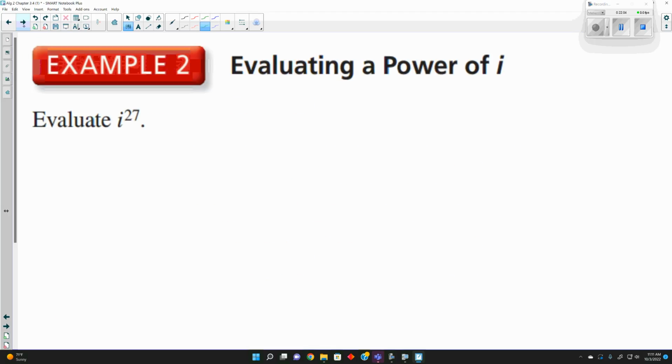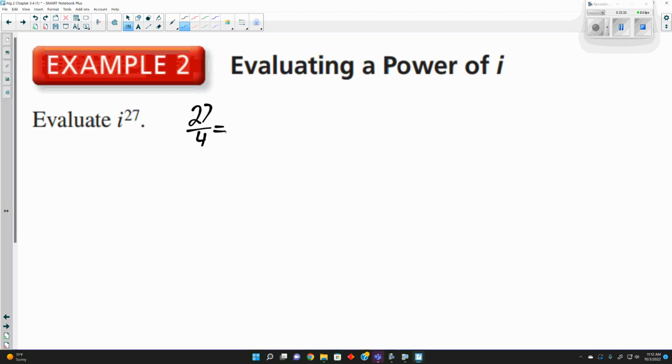So, if we look at reducing these powers, evaluating it, now we could go through and multiply i by itself 27 times to see what we get. Or, what we can do is take 27 and divide it by 4. We can take 27 and divide it by 4, because there's only 4 answers that we can get.